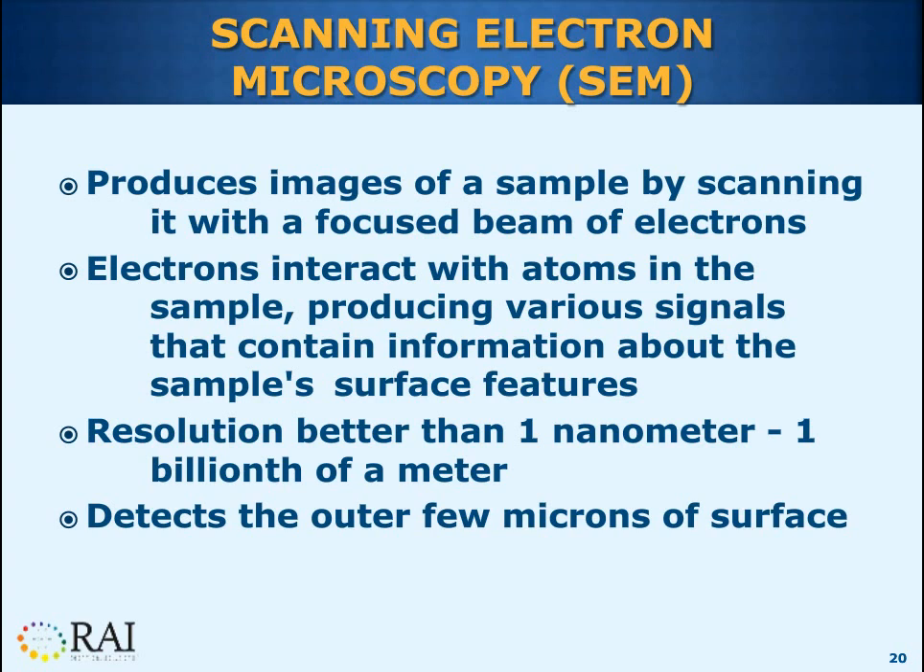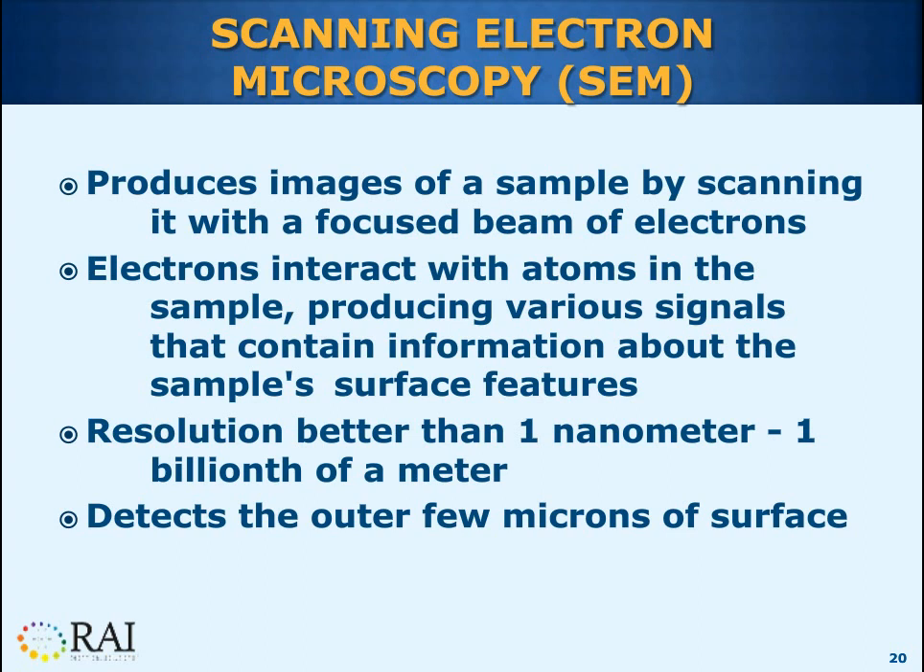SEM produces images of a sample by scanning it with a focused beam of electrons. Electrons interact with the atoms in the sample, producing various signals that contain information about the sample's surface features. The resolution is better than 1 nanometer, and 1 nanometer is 1/1,000,000,000th of a meter. And the SEM detects the outer few microns of a surface.